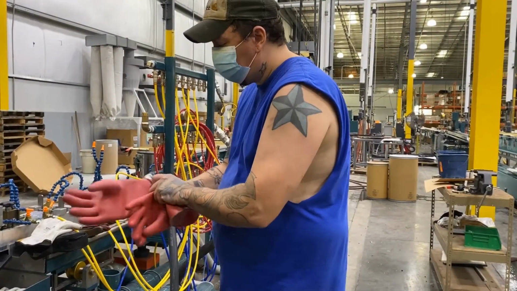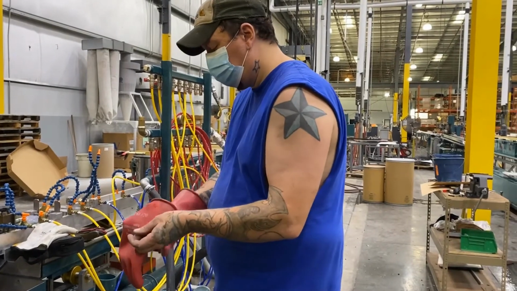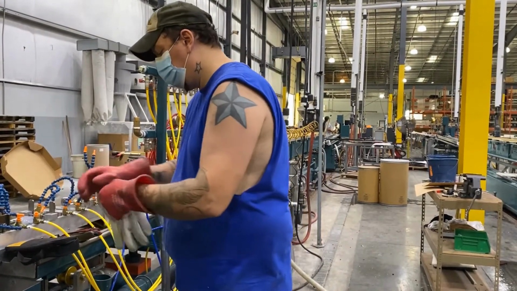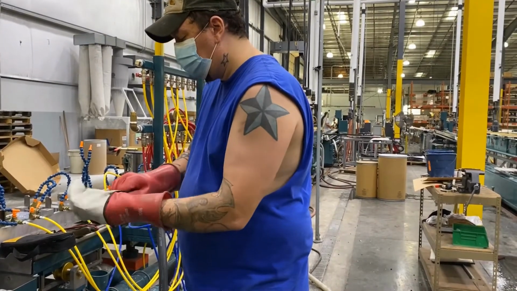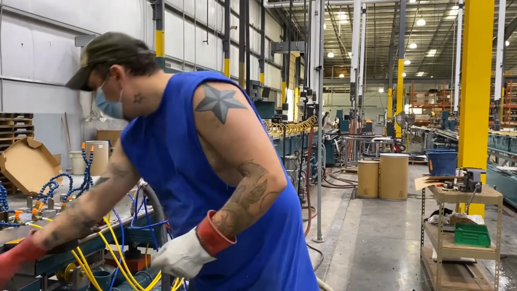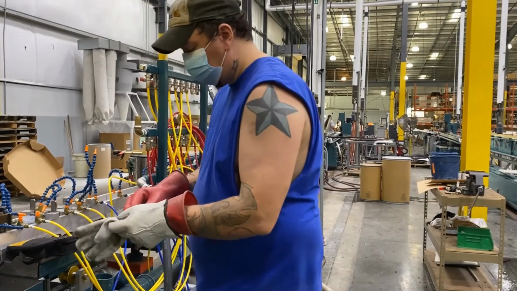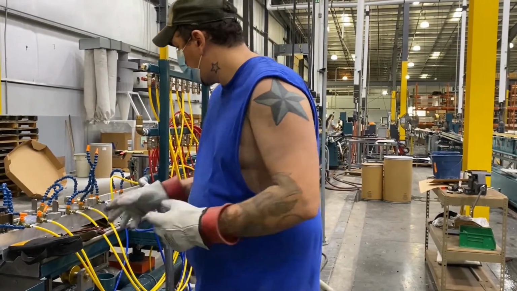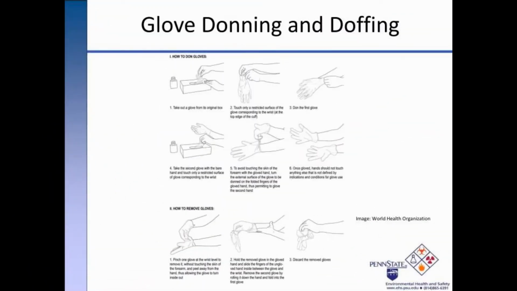Care and maintenance of hand PPE. Check prior to each use for cuts, cracks, or discoloration, and replace as necessary. Discard single-use gloves after use, and always store in a clean area. This slide shows the proper donning and doffing techniques for hand PPE.